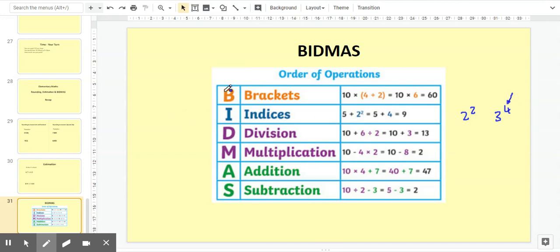Also known as order sometimes, so you might see this as BODMAS as well. Then we do the division, then the multiplication, then the addition, then the subtraction.